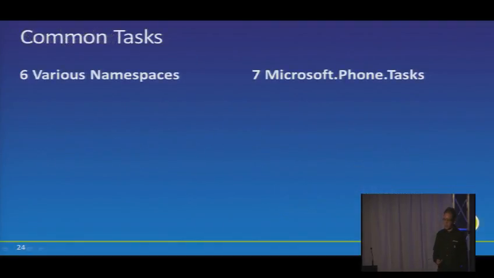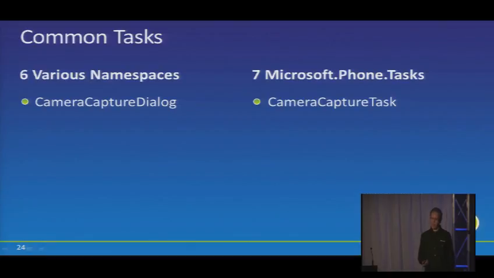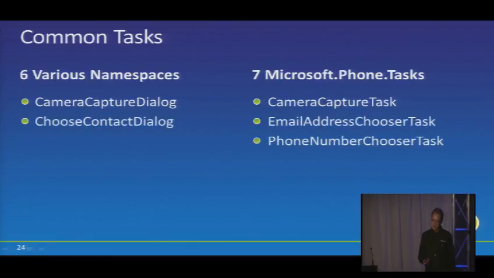So now we'll look at some of the tasks and reusable components that are in the system. If we compare version 6 to version 7, on Windows Mobile 6 you had a number of different namespaces which had components for various aspects of the system, whereas on Windows Phone 7 everything's in the Microsoft.Phone.Tasks namespace. The first thing up is you have camera capture as before. Another thing that's very different is how contacts are handled. You don't actually have access to the contact and all its properties. You have two very specific tasks: one will allow you to choose an email address, and one will allow you to choose a phone number.